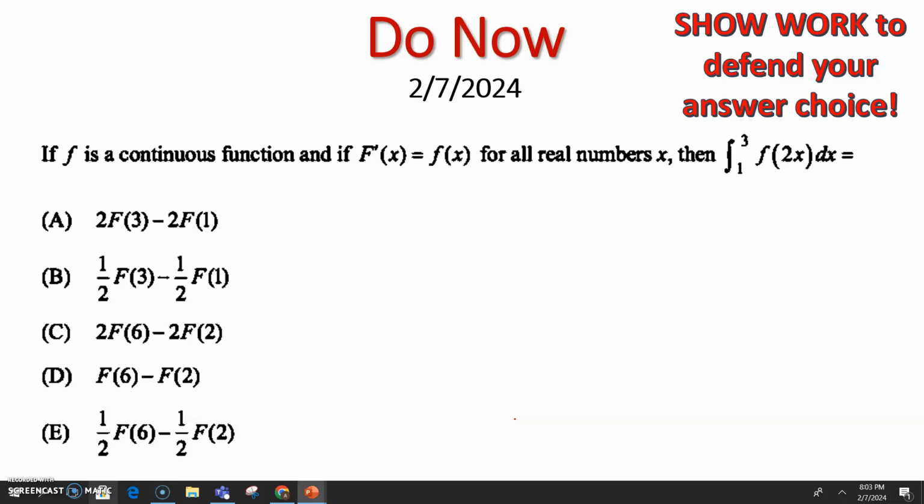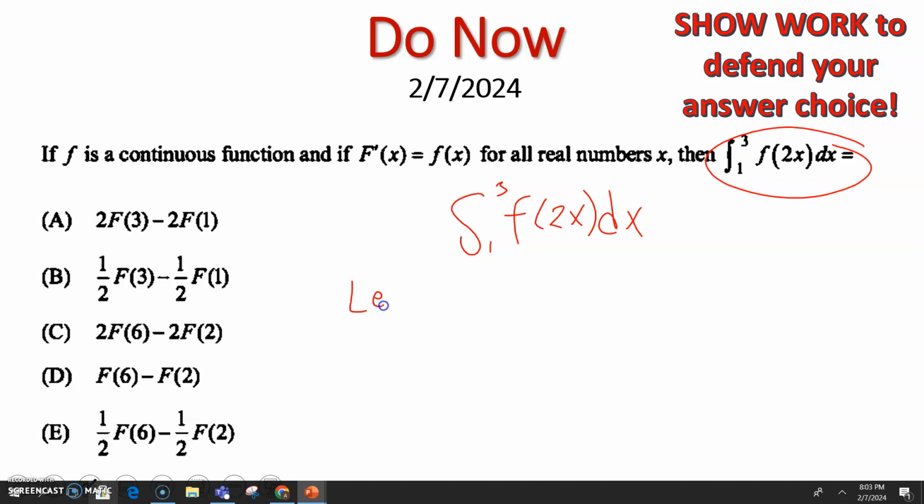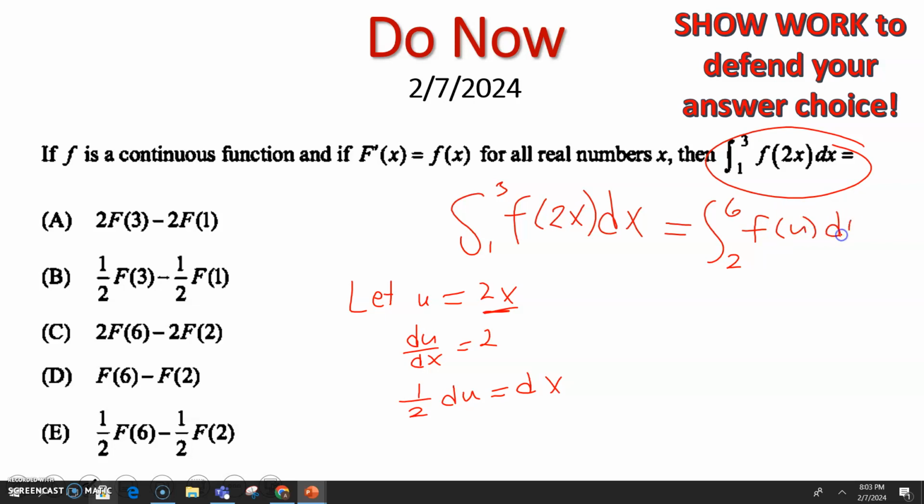All right, so what we have to recognize here is that when we integrate this f of 2x dx, this is a u substitution problem because there's a function and a function. We're going to let u be 2x. Then du dx is 2, or 1/2 du is dx. So this problem gets rewritten as the integral, and now we're going to change our bounds in terms of x into u, so from 2 to 6 of f of u du.